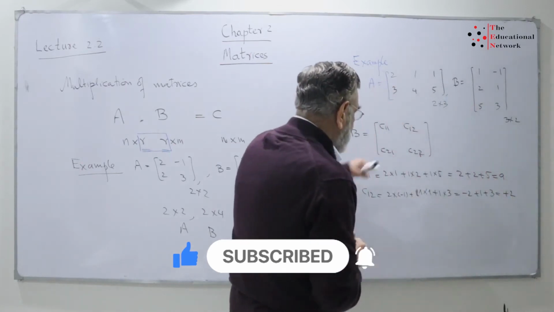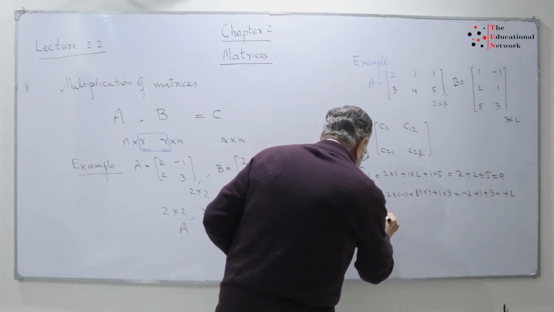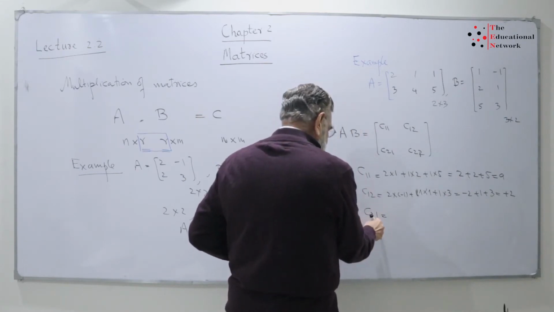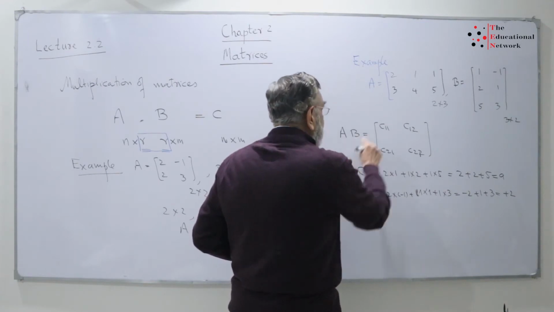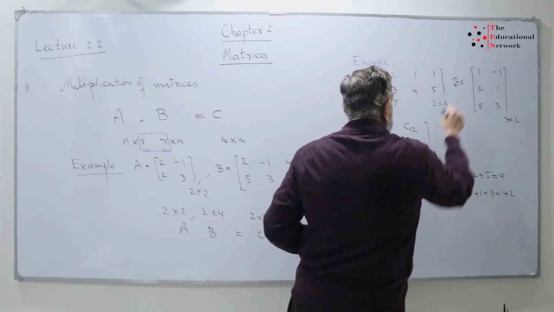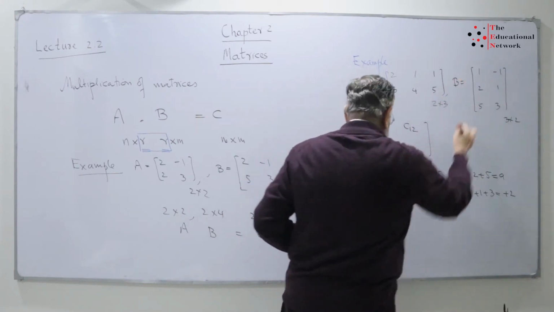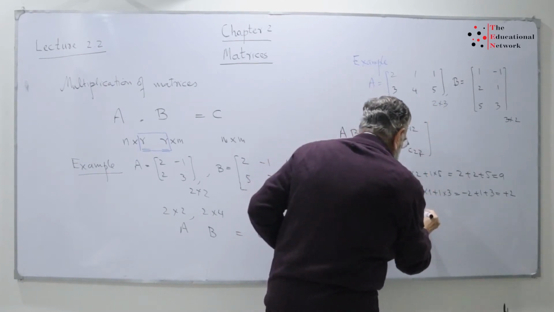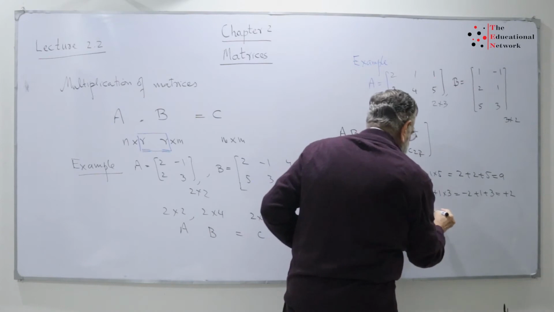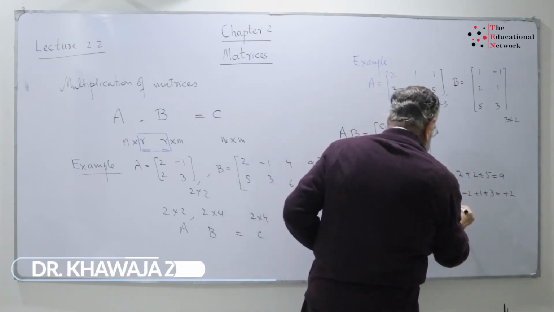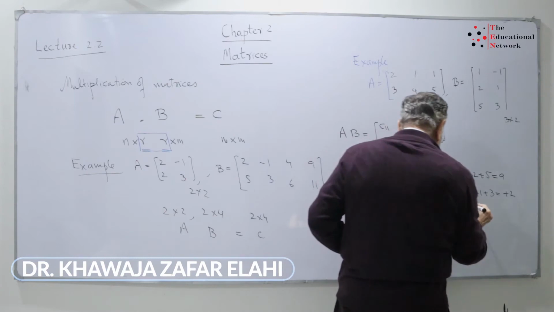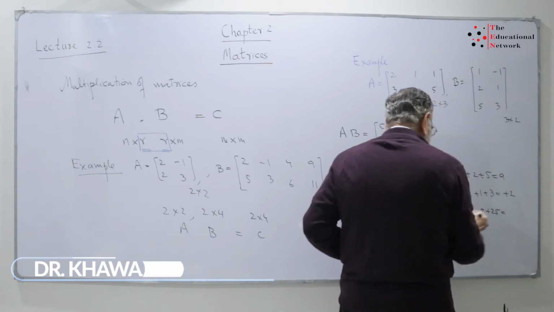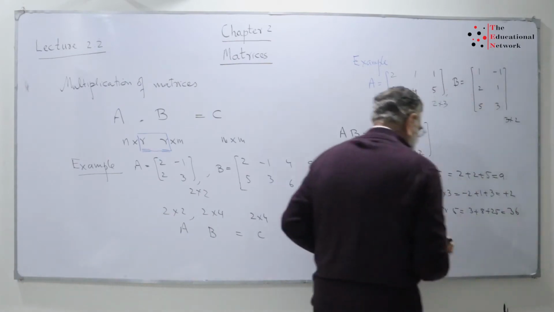Now I take C21. C21 means the first number shows the row of the first matrix, and the second number shows the column of the second matrix, matrix B. So I take the second row, multiply by the first column. I get 3 multiplied by 1 plus 4 multiplied by 2 plus 5 multiplied by 5. So I multiply and simplify this. I get 3 plus 8 plus 25. So this will give me 36. 11 plus 25 is 36.